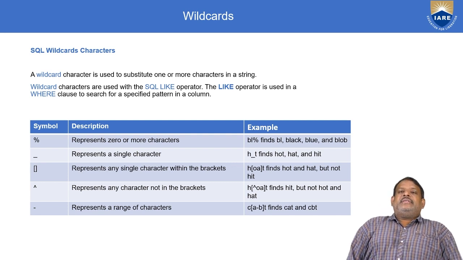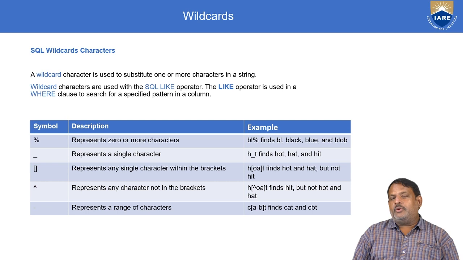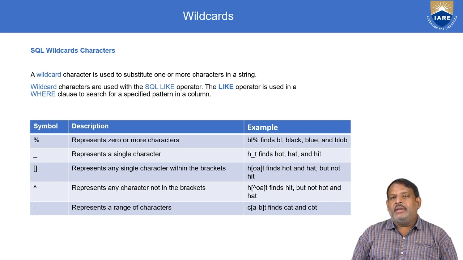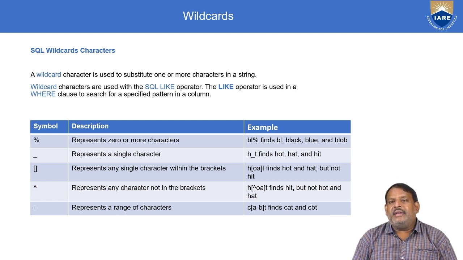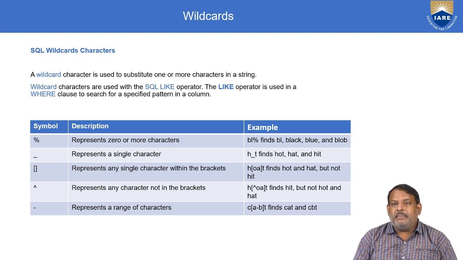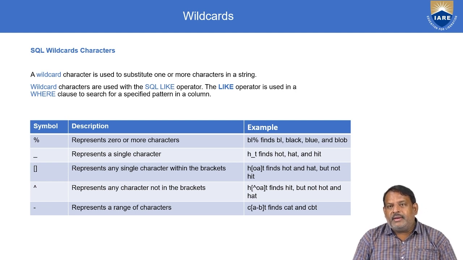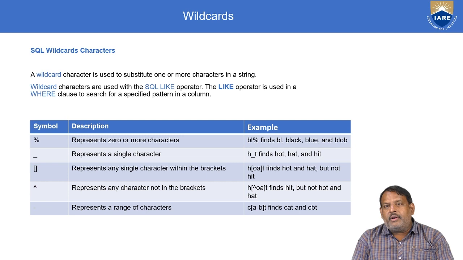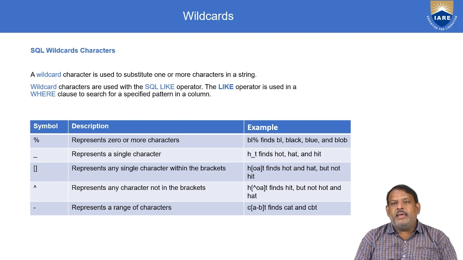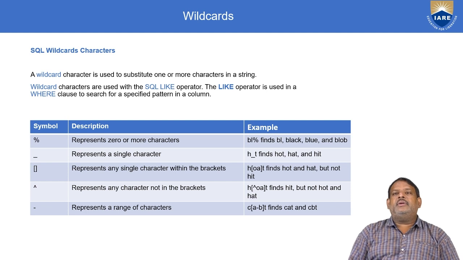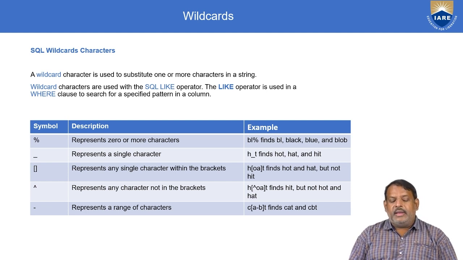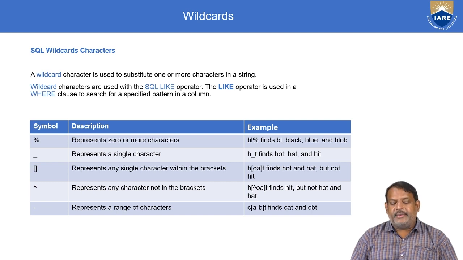When I say underscore, it means a single character. H underscore T means anything starting with H and ending with T, and in between can be any single character, like hat, hit, hot. When enclosed in square brackets, H[oa]T means H should be there, T should be there, and in between it could be O or A only. Like hot and hat, not hit, because I want only a single character from the brackets.